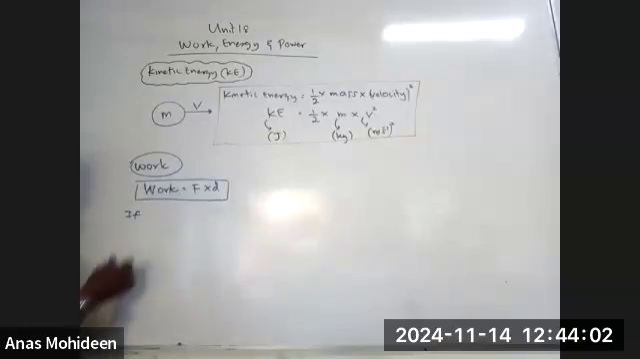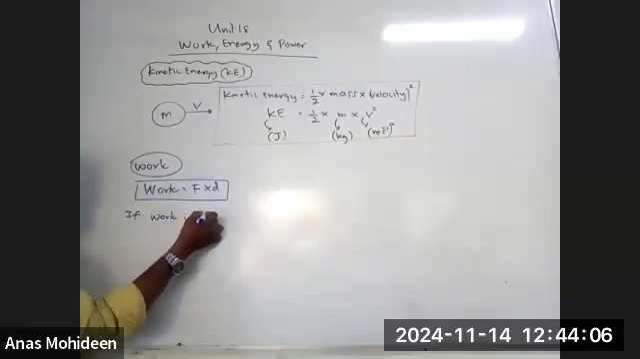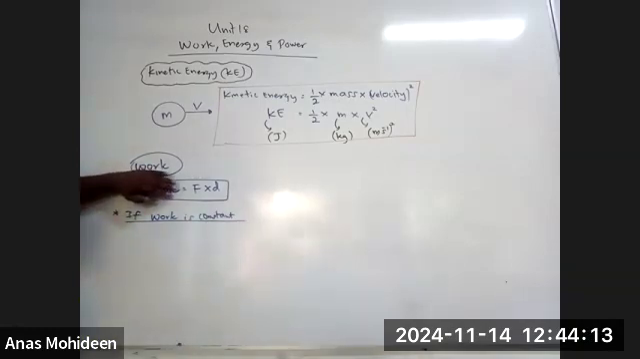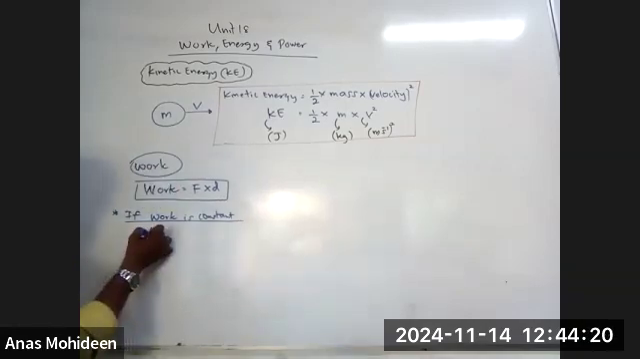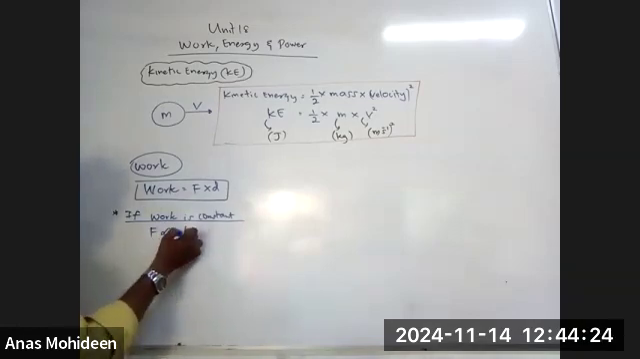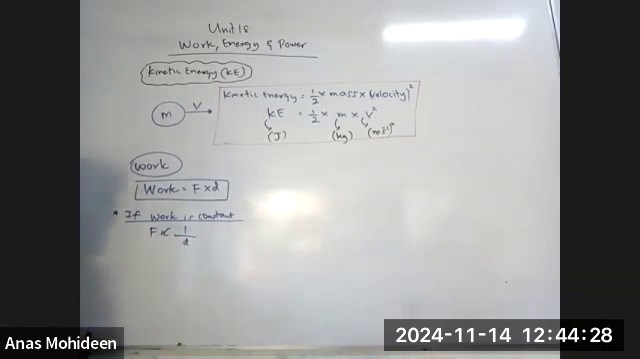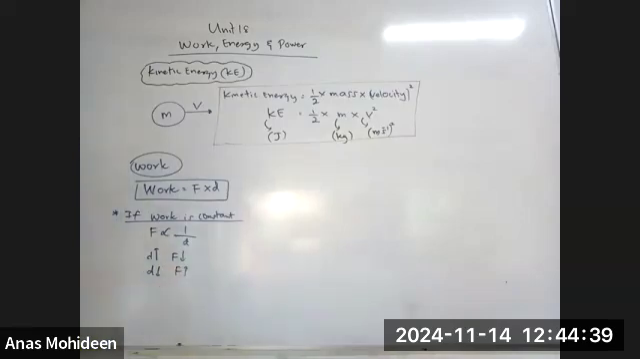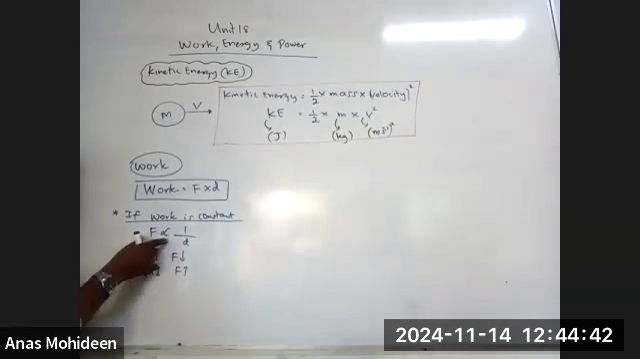Let's say if you're going to make the work constant, these two should be inversely proportional. So F is inversely proportional to D. Inverse proportion means let's say you increase the distance, F shall be decreased. You decrease the distance, F should be increased. Is that clear? Okay. So force is inversely proportional to distance. If you increase the distance, force is decreased. If you decrease the distance, force is increased.